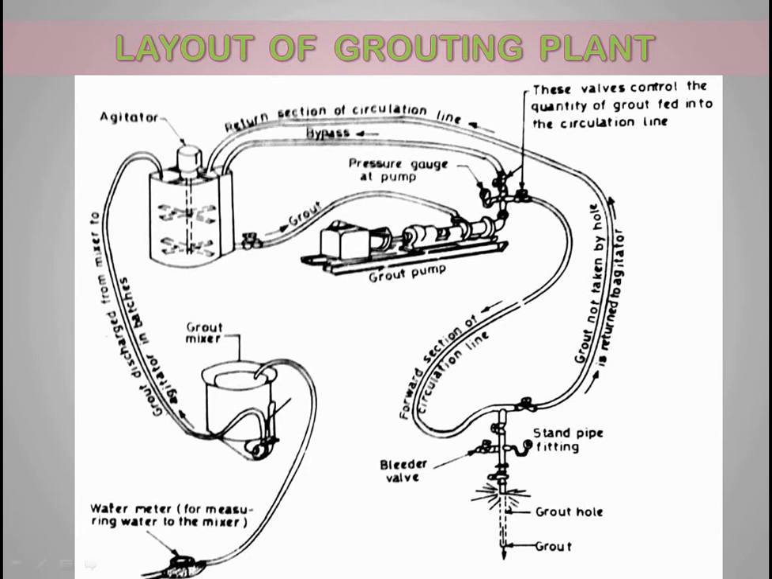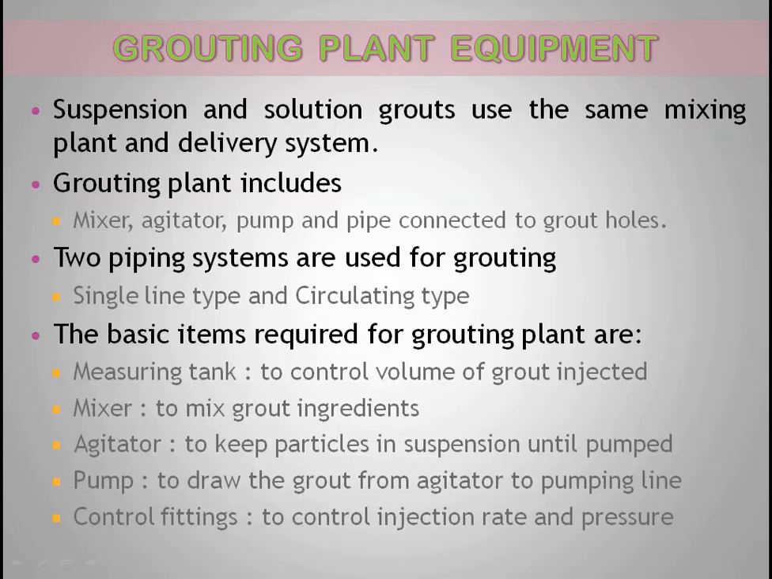From the grout pipe, grout material is taken to the already prepared borehole. Whenever a borehole is prepared for the grouting process, you have a borehole fixed with the grout pipe. Through the grout pipe only, the grouting material is sent into the subsoil. In this manner, from the mixing process and the agitation process to the grout pump, and from the grout pump to the grouting area, this gives a complete layout of the grouting plant. The description is given here about the grouting plant equipment.